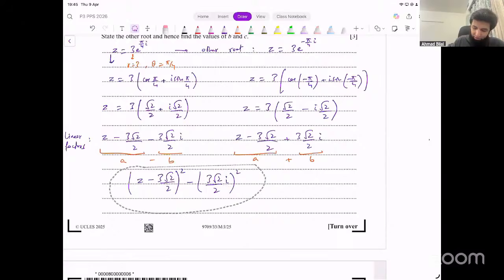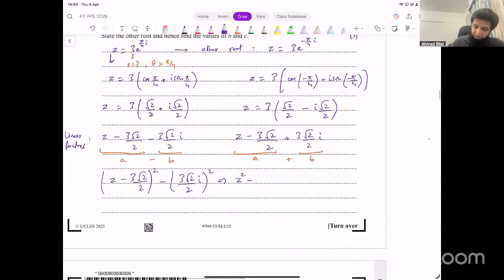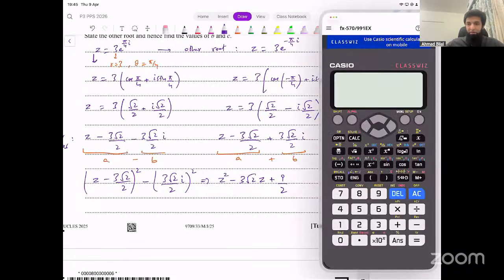Let me do it on the right side here. It becomes z squared minus 2 into this into z. What will that be? Minus 3 under root 2 times z plus square of this number. What will that be? Square of this number? 9 into 2 over 4. 9 over 2. This is a squared minus 2ab plus b squared. I'll just confirm that as well. Or has anyone confirmed that? Is that what you get?